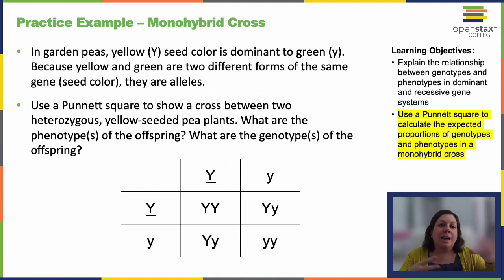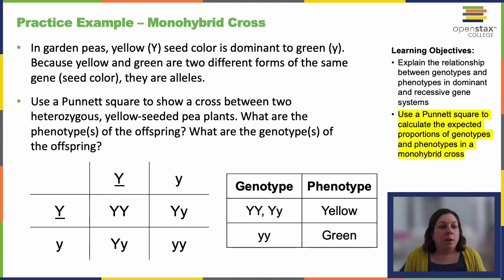Those are the potential. Those are what you are capable of producing, not what it necessarily is produced. All right. So genotype versus phenotype. We have 3 different genotypes that we can see in this cross. Capital Y, capital Y, that's our homozygous dominant. Capital Y, little y, that's our heterozygote, and then little y, little y, our homozygous recessive individual.